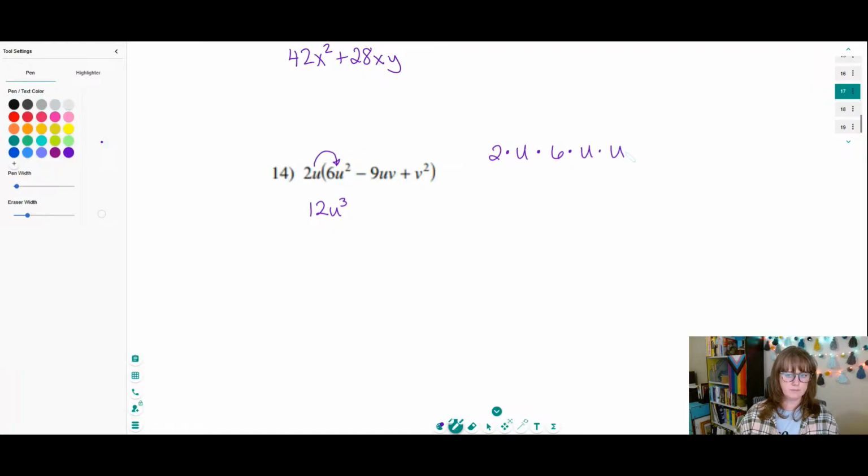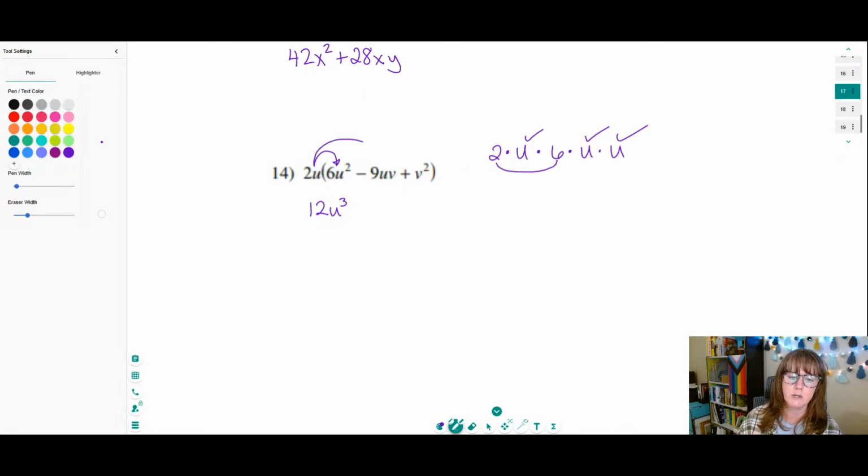Okay, so now let's take a look at what we've got now that we've kind of have it expanded out there. The 2 times 6, again, with multiplication, you can multiply in any order that you want. So we're going to put the 2 things together that we can put together, which is the 2 and the 6. We know that that equals 12. And then we've got 1, 2, 3 u's that we're multiplying together. So that's where the exponent of 3 comes from.